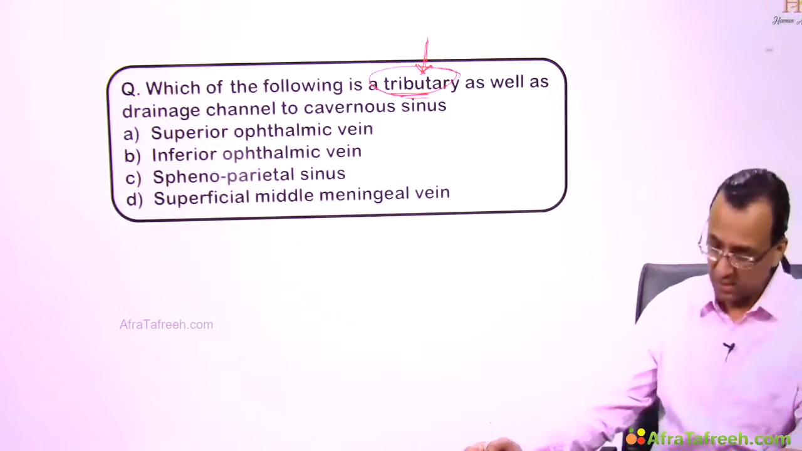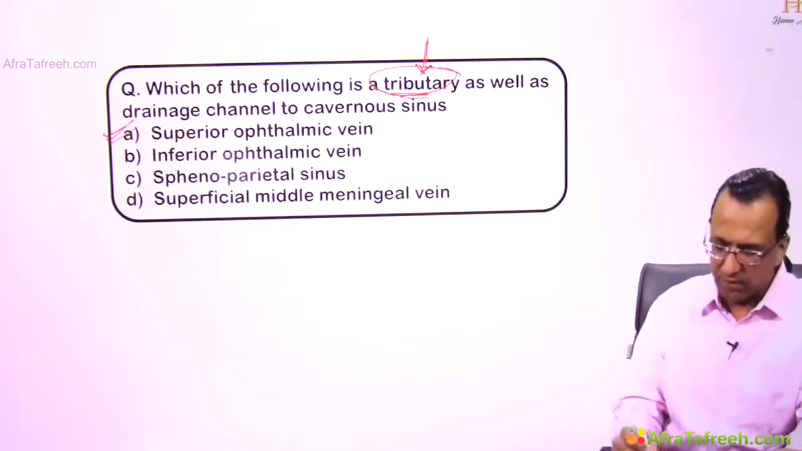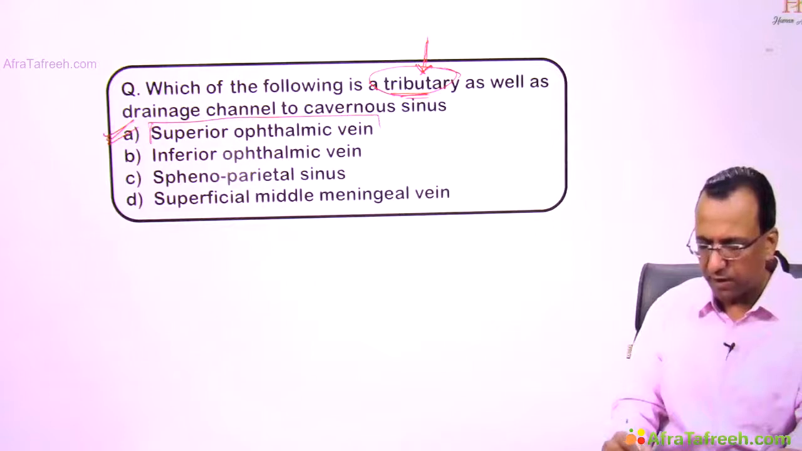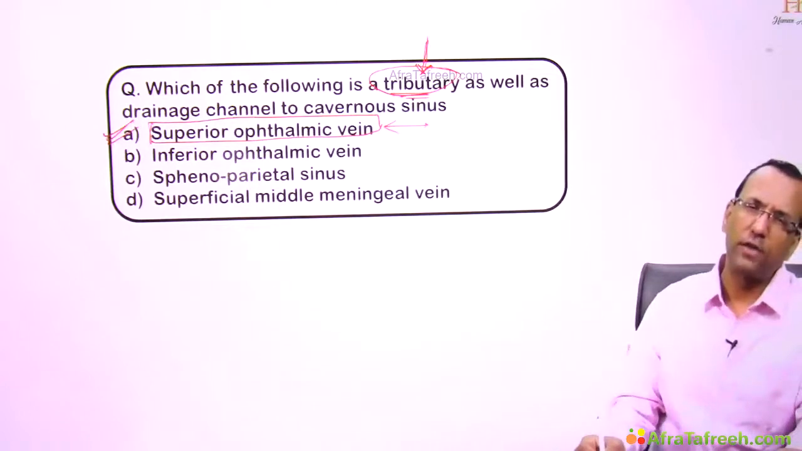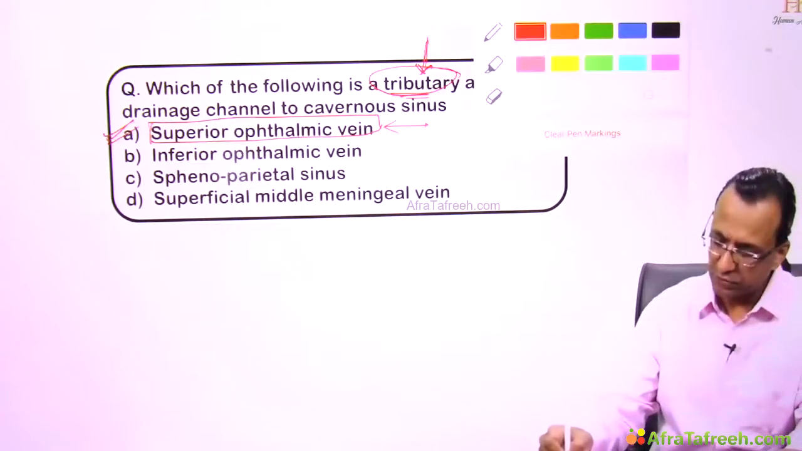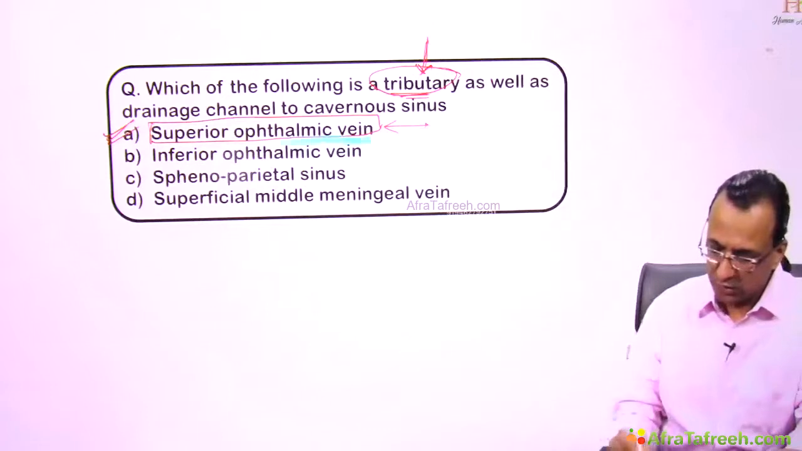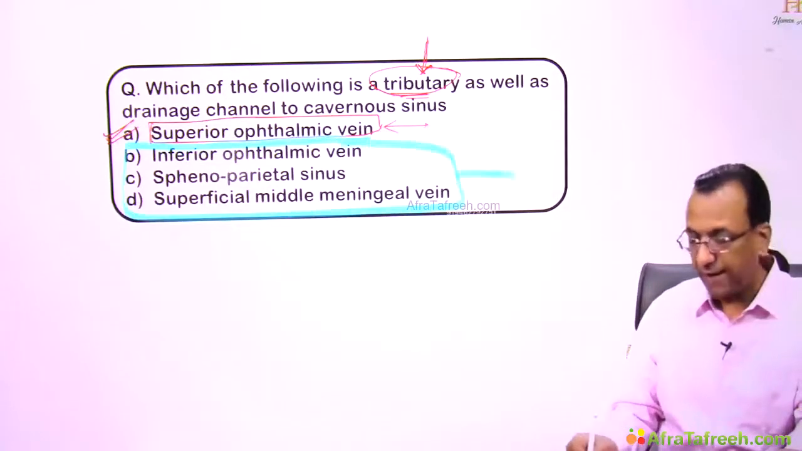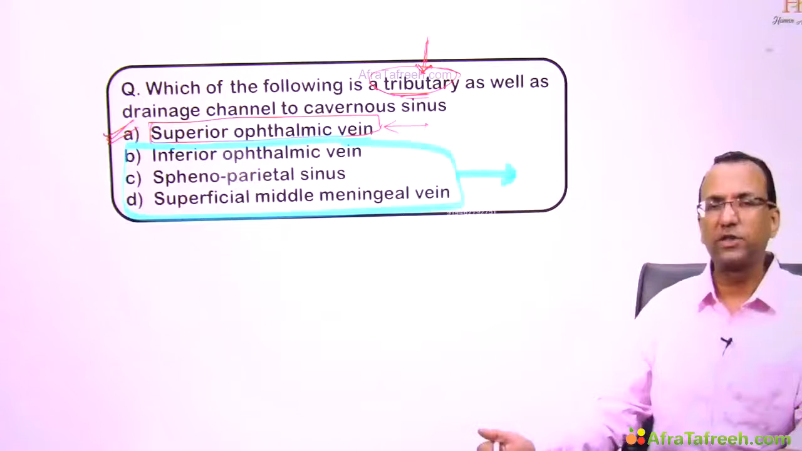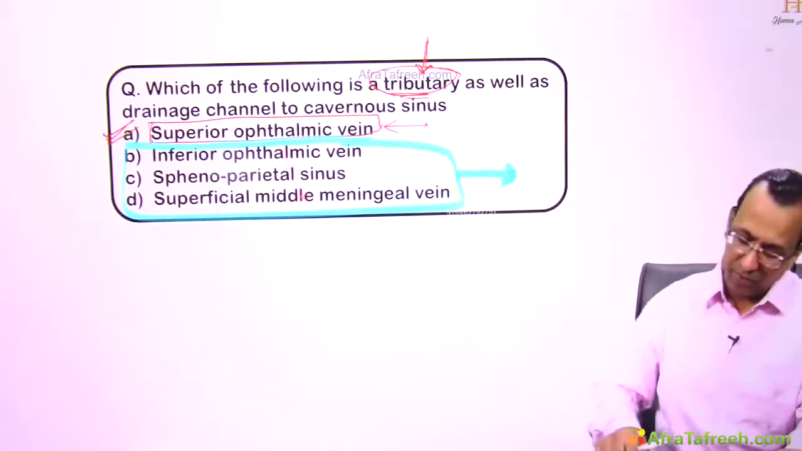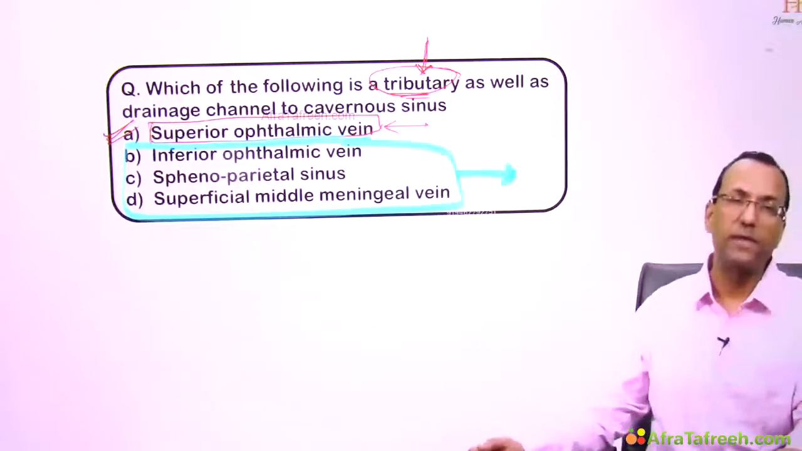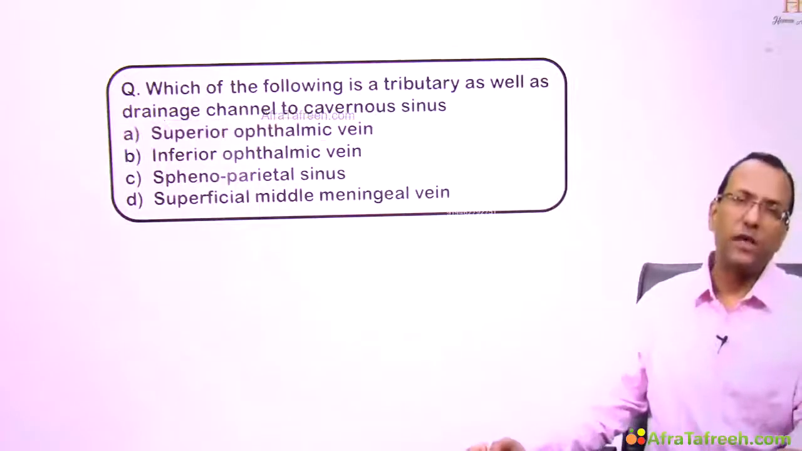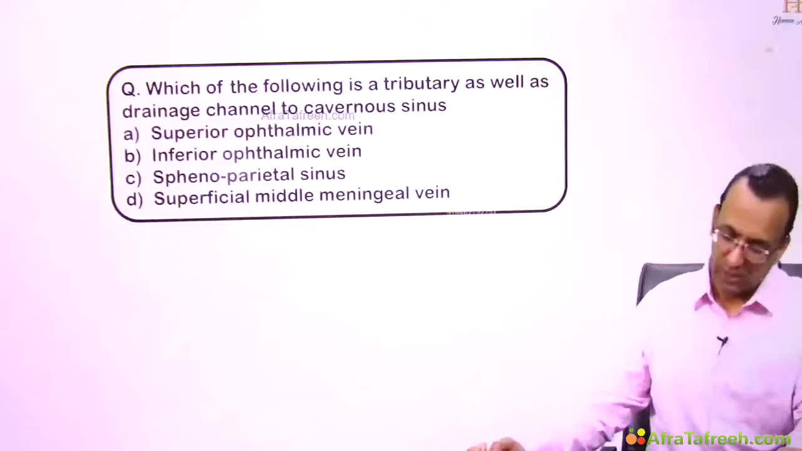That is the answer. So as you understand, superior ophthalmic vein is having bidirectional flow. It is not only a tributary to cavernous sinus, but it is also draining the cavernous sinus into the orbit. The other options which you see here are just the incoming tributaries into the cavernous sinus, but this is also a draining channel. So we'll keep our answer as choice number A. What is the next thing?